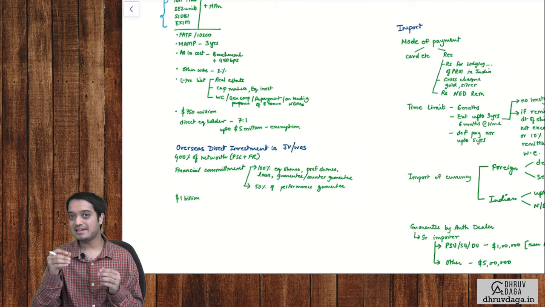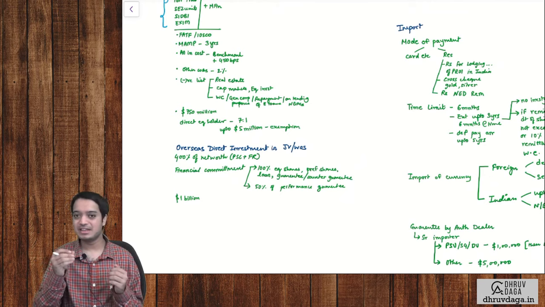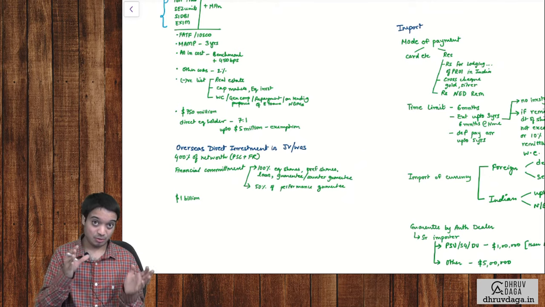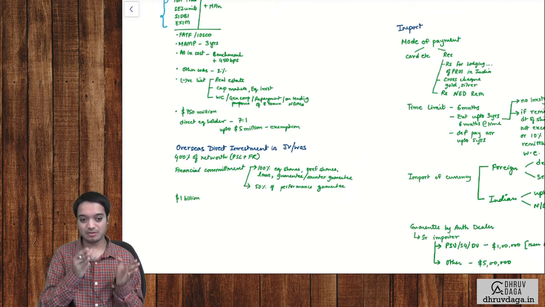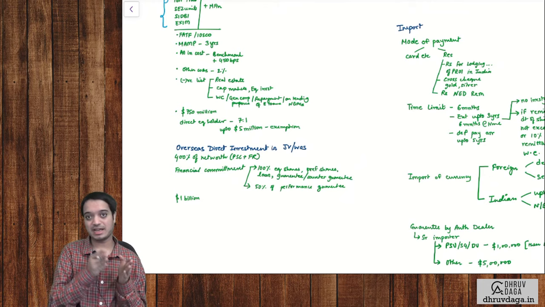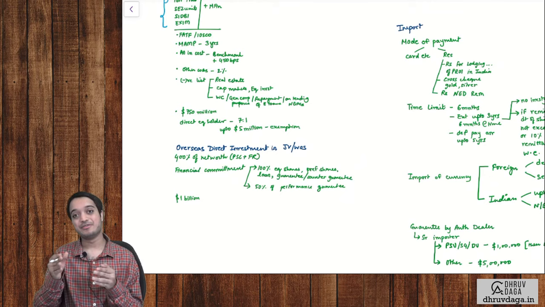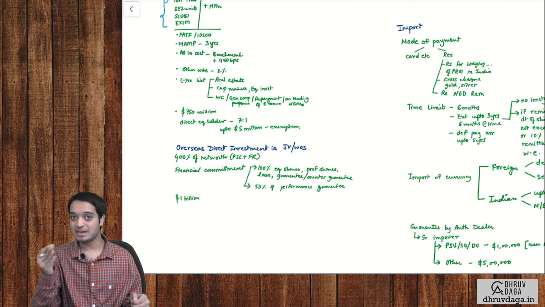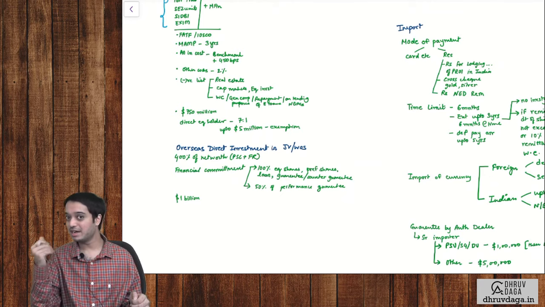If there are any other costs involved, such as penalty or prepayment charges, then they can be a maximum of 2%. Then the routes given here: one is the automatic route and one is the approval route. If you are taking an ECB under the automatic route, the limit is $750 million. Up to this you can take under the automatic route. If you want to take more, you need the approval route.